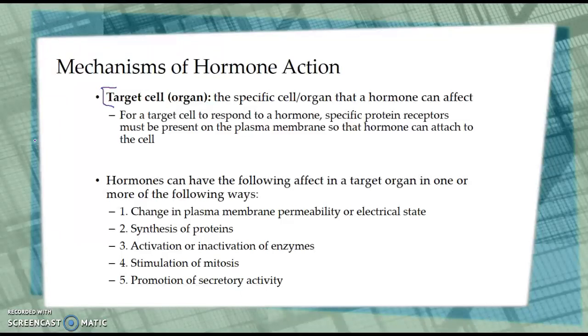So what do hormones do? Well, one, they can change the plasma membrane permeability, meaning that cell can now let in or out more items. Synthesis of proteins, so making proteins, and remember that hormones are actually a class of proteins. Activation and inactivation of enzymes to speed up chemical processes and also maybe start certain metabolic pathways. The stimulation of mitosis, which is cell division, and then the promotion of secretory activity, so making that target cell or organ release something.